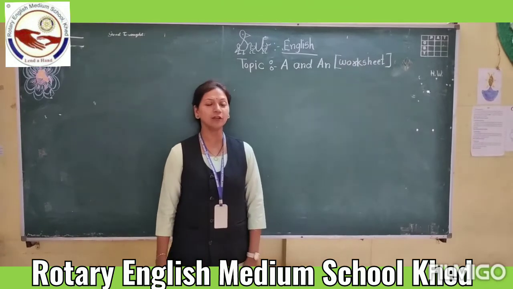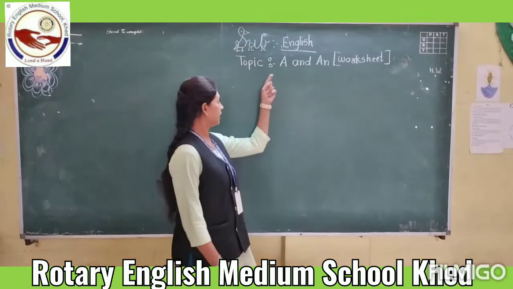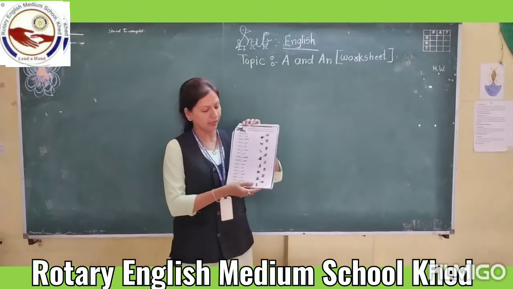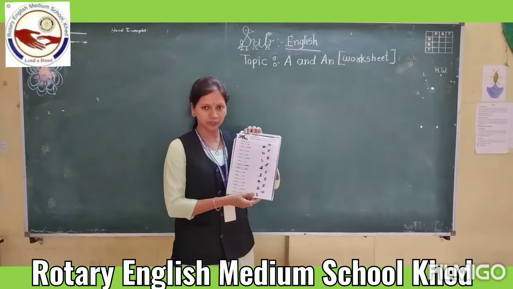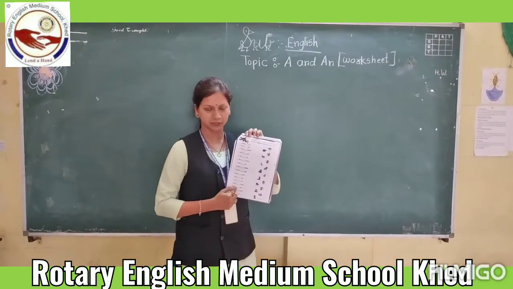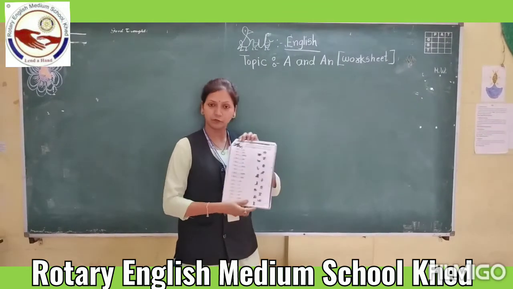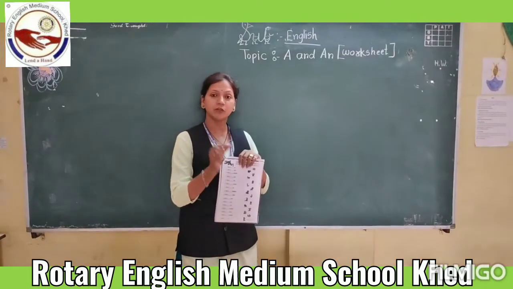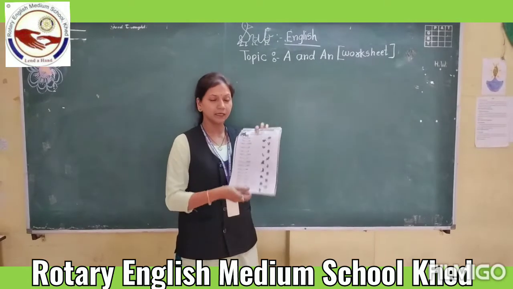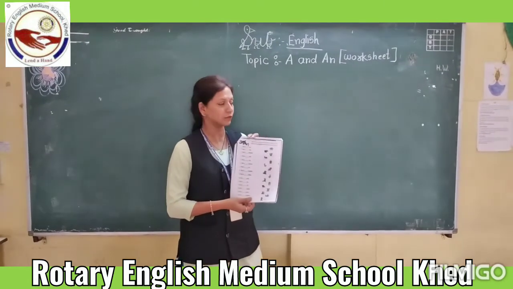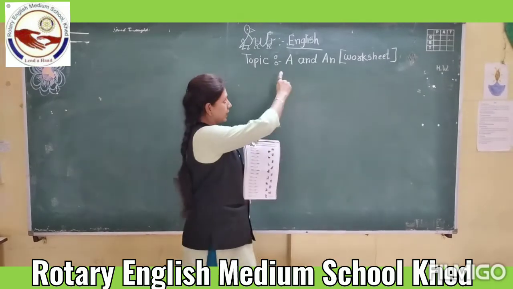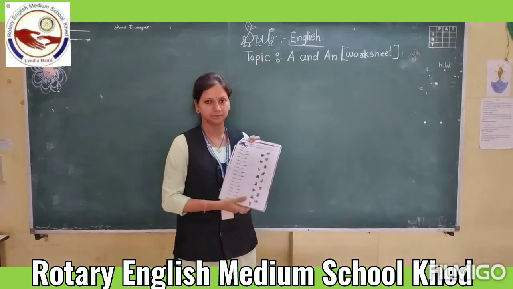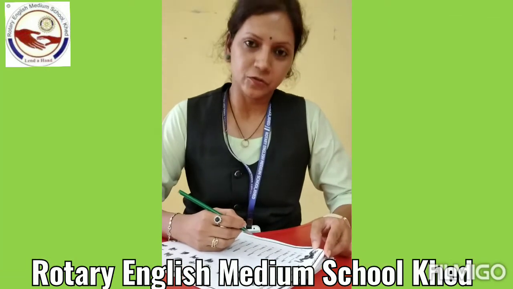Today we are going to solve a worksheet. The topic is A and AN. Now, this worksheet I think you have at home. So today we are going to solve this worksheet. Before this you have learned to use A and AN before a word. But in this worksheet you are going to learn A and AN used in a sentence. So let's start.